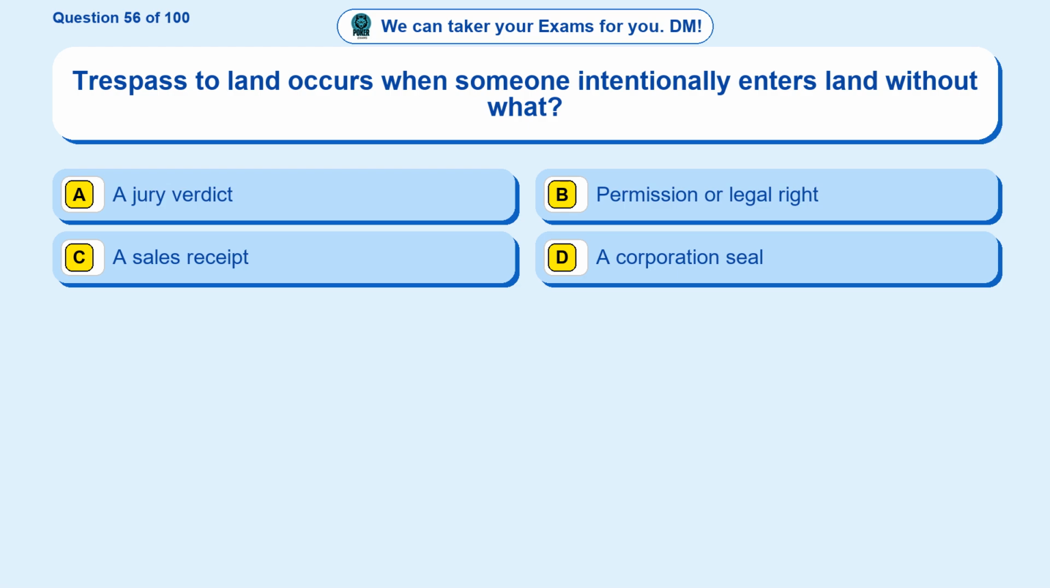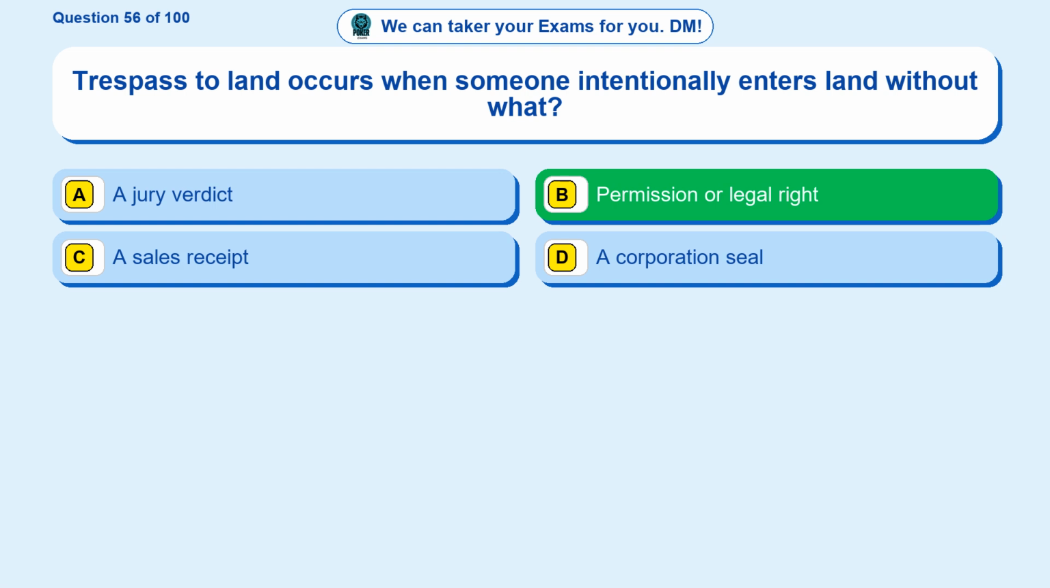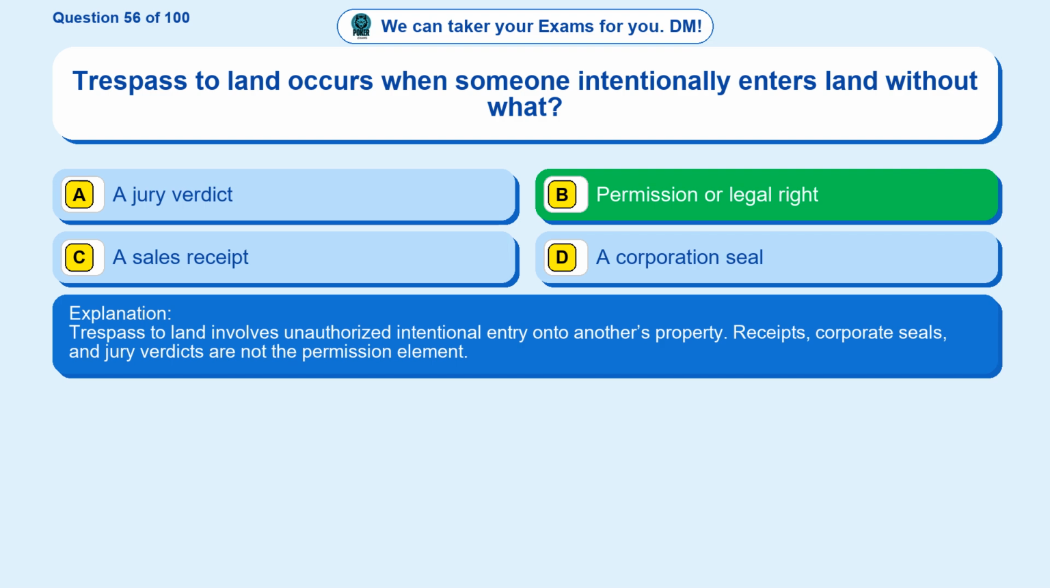Question 56. Trespass to land occurs when someone intentionally enters land without what? Option A, a jury verdict. Option B, permission or legal right. Option C, a sales receipt. Option D, a corporation seal. The correct answer is option B, permission or legal right. Trespass to land involves unauthorized intentional entry onto another's property. Receipts, corporate seals, and jury verdicts are not the permission element.